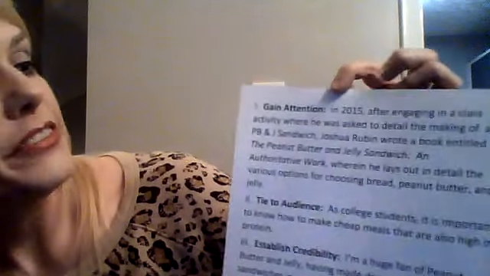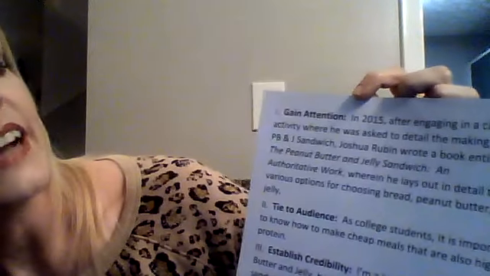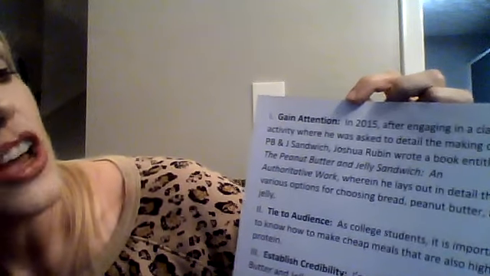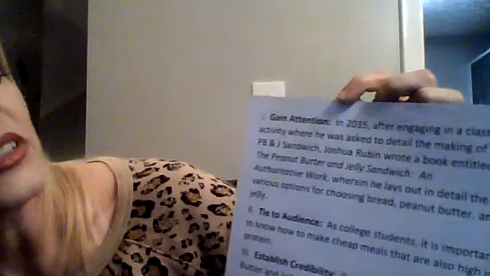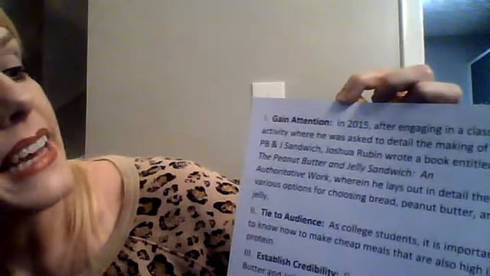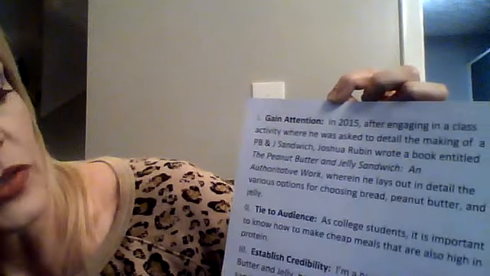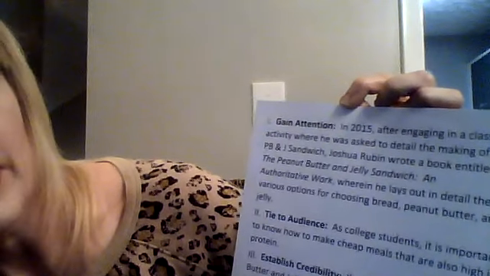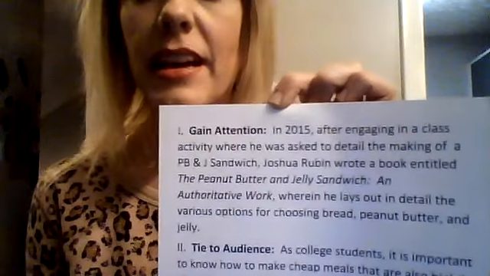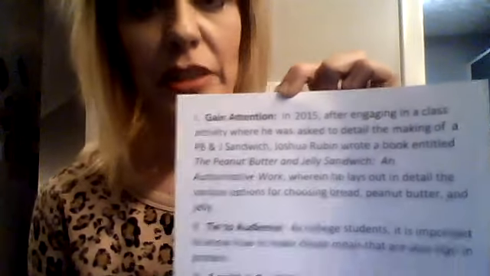In 2015, after engaging in a class activity where he was asked to detail the making of a PB&J sandwich, Joshua Rubin wrote a book entitled The Peanut Butter and Jelly Sandwich, an authoritative work wherein he lays out in detail the various options for choosing bread, peanut butter, and jelly. Okay? That's the attention getter. And believe it or not, that's an actual book.